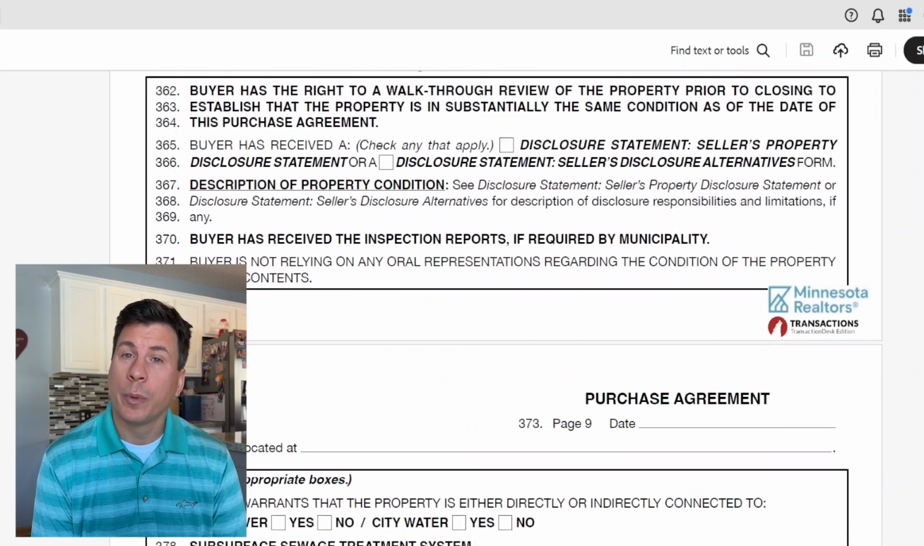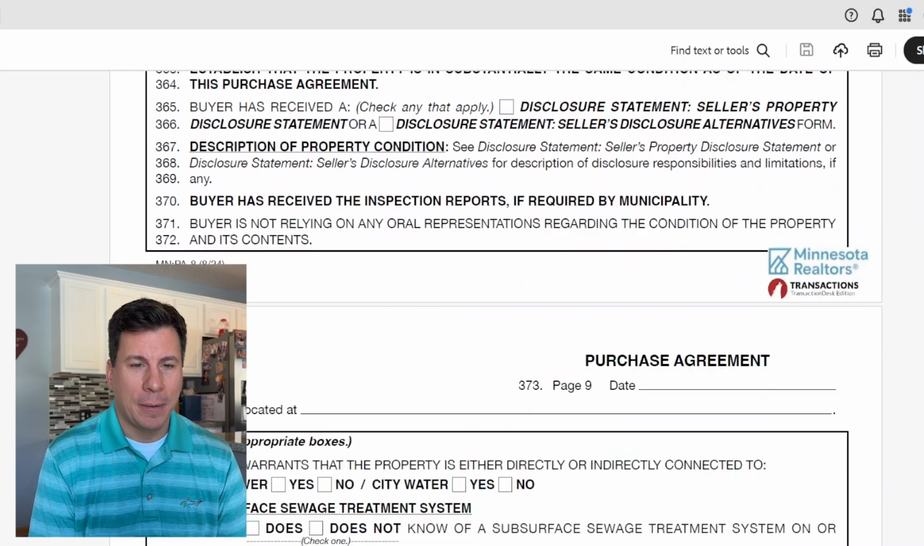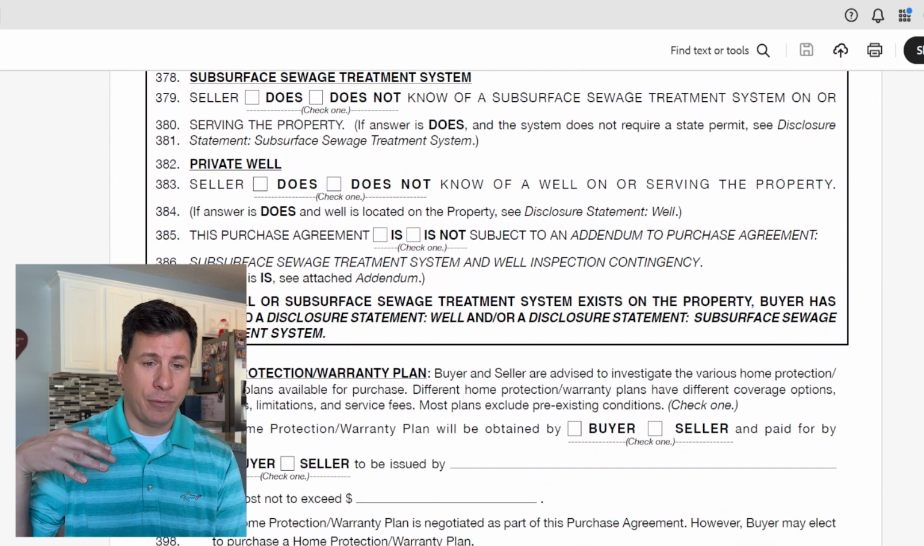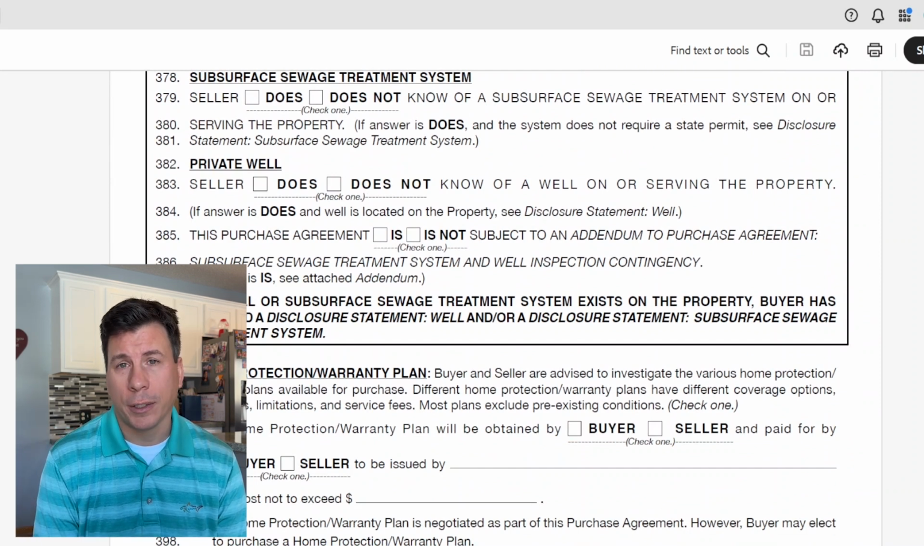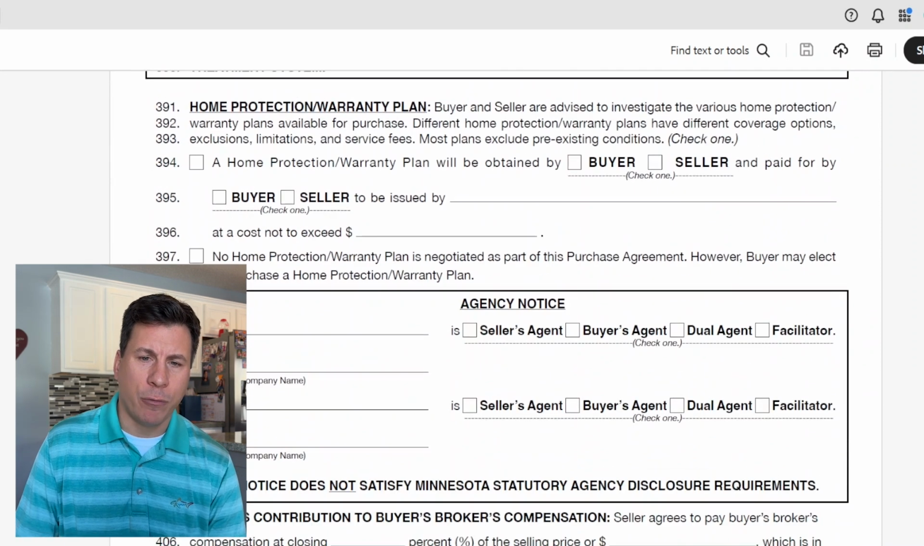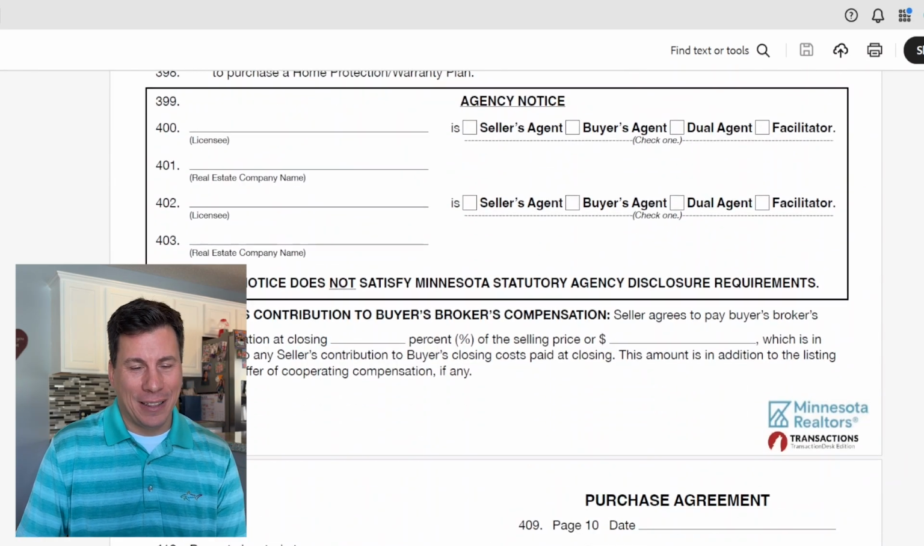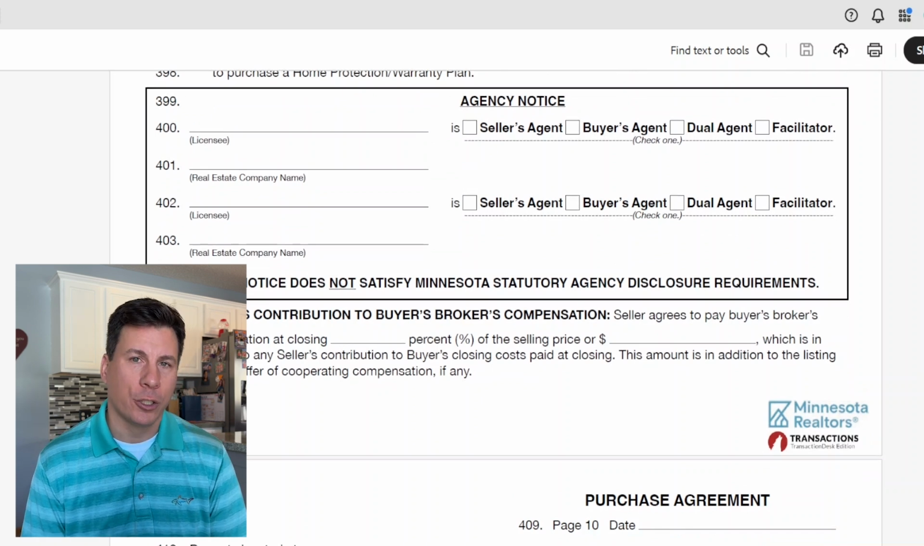One of these two forms will be provided to the buyer at time of purchase agreement, and that's the seller's knowledge of the condition of the property. The top of page 9 talks about if we've got a well or a septic, and if it's connected to the city sewer and water. And then we talk about home warranties and if we want one and who's going to pay for that. And then the very bottom here, it talks about who's representing who in the transaction.